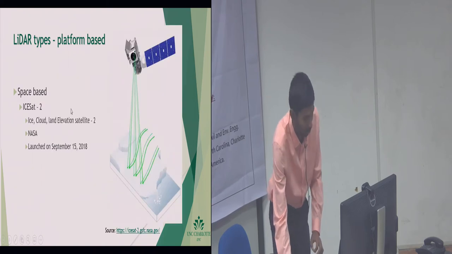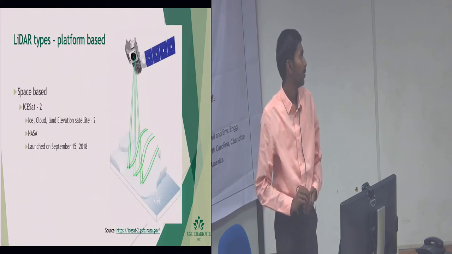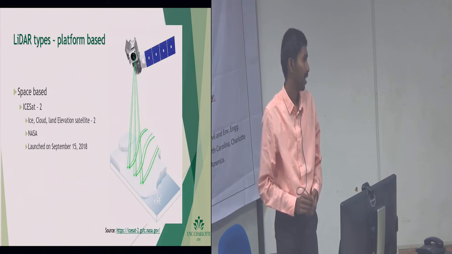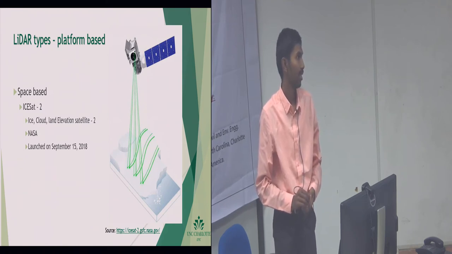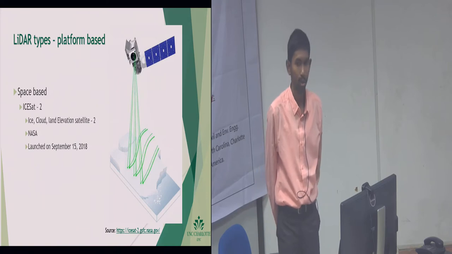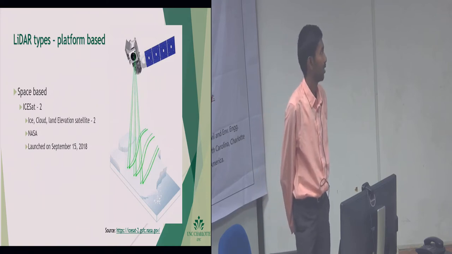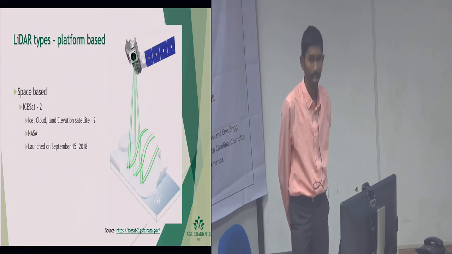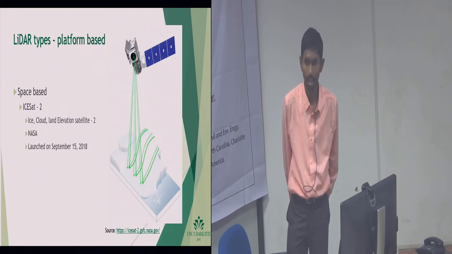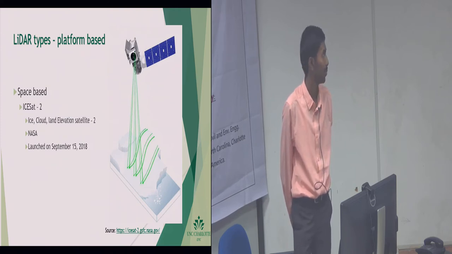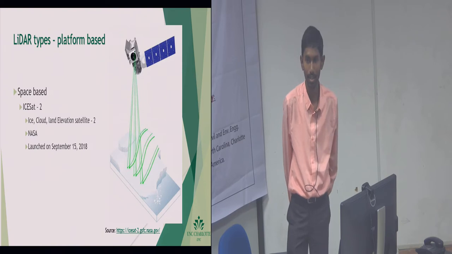Now, depending on platform, we have a space-based LiDAR, which is the ICESat-2 satellite. This was launched by NASA on September 15th, and they use a high powered laser to measure the ice caps, clouds, and land elevation.